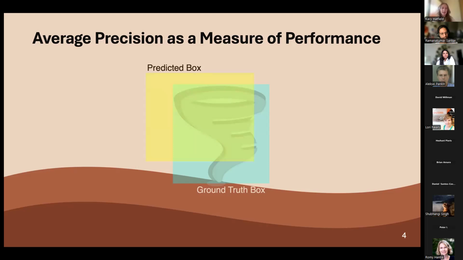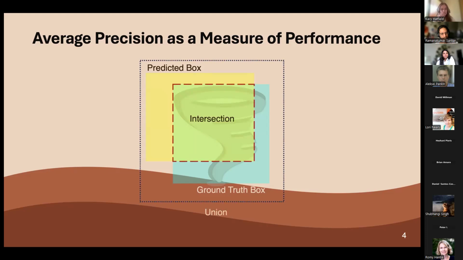Notice it doesn't line up exactly with the ground truth. It's offset and a different size, which is a normal case and not the exception for a target so diffuse. To score how good this prediction is, we look at two areas: the intersection where the two boxes overlap and the total area covered by either box.